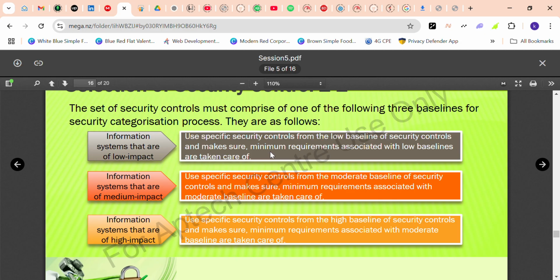So we should use the minimum. And then we also have information systems that have medium impact. When we are talking of medium impact, this can cause damages to the organization. Maybe it's not of high impact, but it will cause damages.